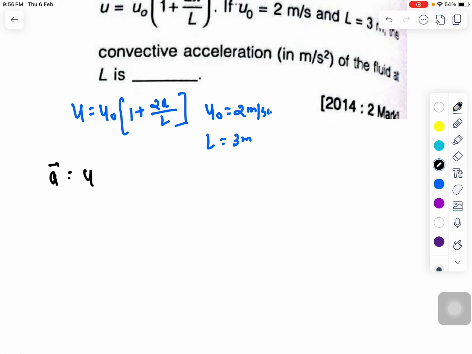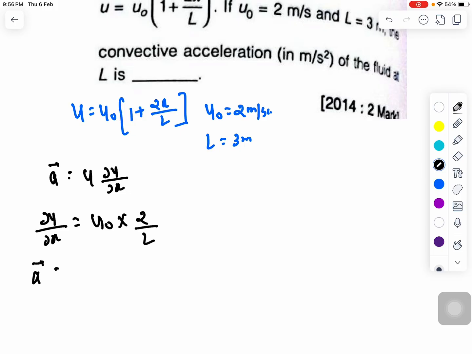that can be written as u del u by del x, because here a one dimensional velocity profile is given, that's why you will get acceleration along that direction only. V is not given to you, so that is 0. So you know what del u by del x is from this particular formula, so that will be equal to u naught into 2 divided by L.